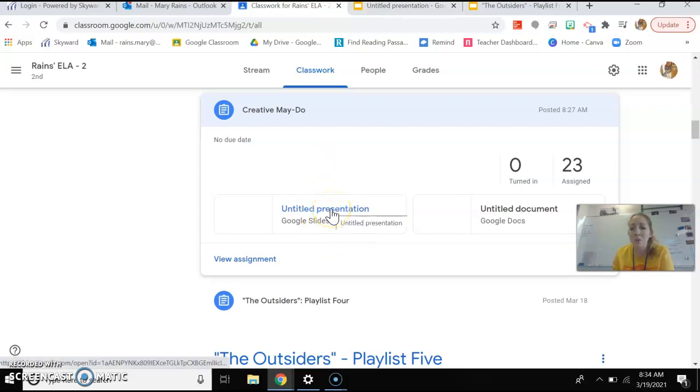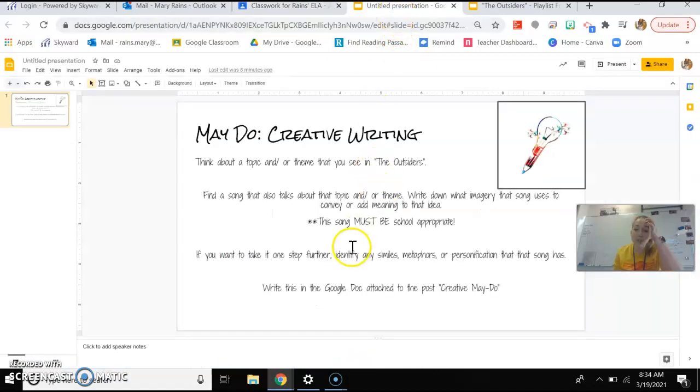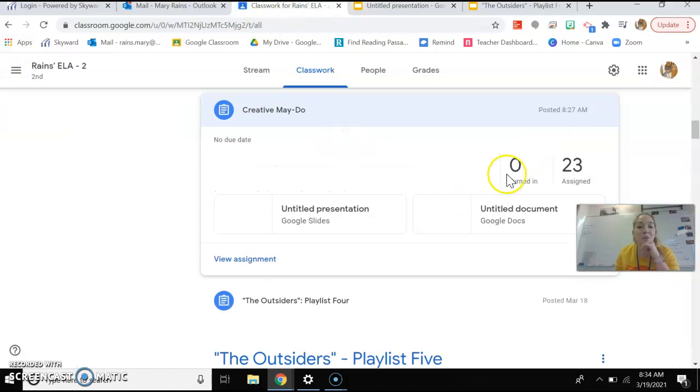And then what you need to do essentially is, in the Google Doc also attached to this post, write any imagery that's used or how that song conveys that message or talks about that topic. So just give me some details on that. Also include the song and who it was by so that when I go and look at these I can actually know which song you're talking about. And then the last thing that is included, if you want to, which I think would be really cool, because along with imagery, there's figurative language in songs. And so if you could identify any similes, metaphors, or personification in that song, then that would be pretty cool. So that is going to be your creative may-do for this week.